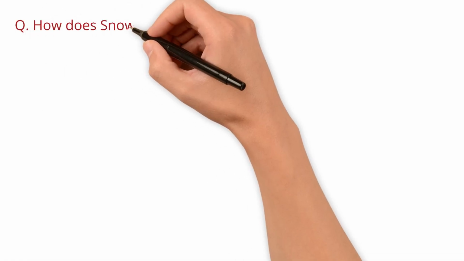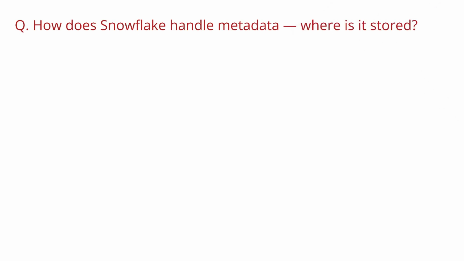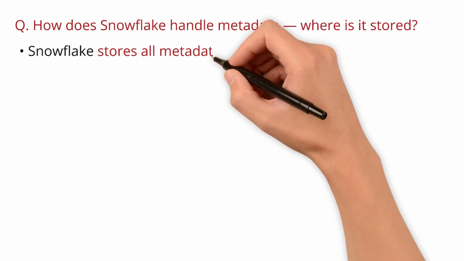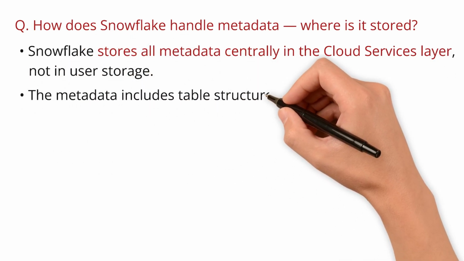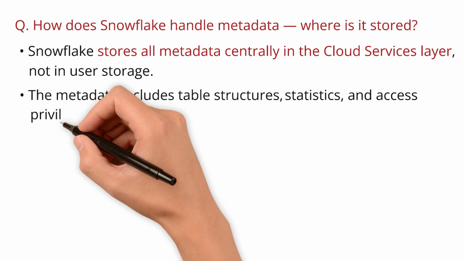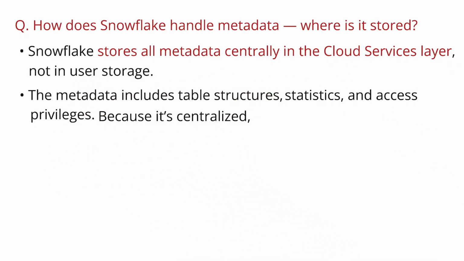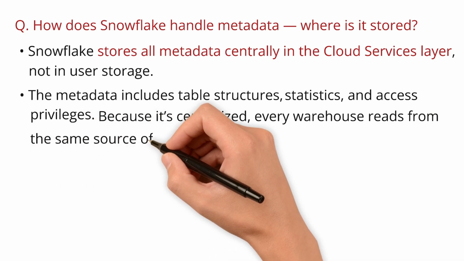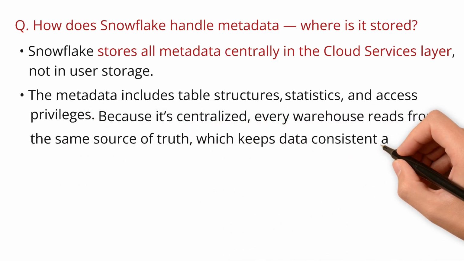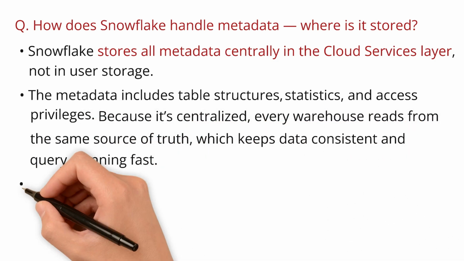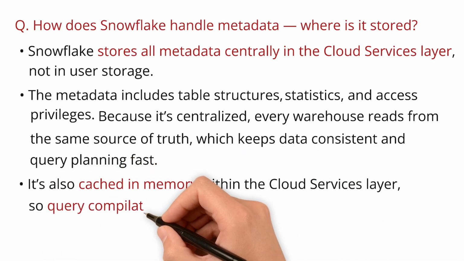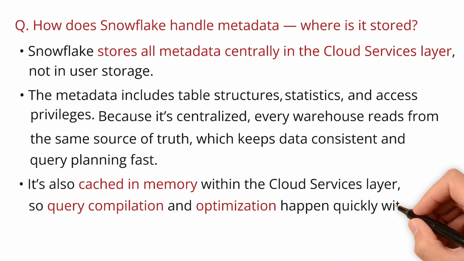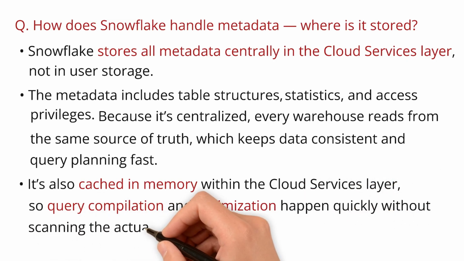How does Snowflake handle metadata? Where is it stored? Snowflake stores all metadata centrally in the cloud services layer, not in user storage. The metadata includes table structures, statistics, and access privileges. Because it's centralized, every warehouse reads from the same source of truth, which keeps data consistent and query planning fast. It's also cached in memory within the cloud services layer, so query compilation and optimization happen quickly without scanning the actual data.